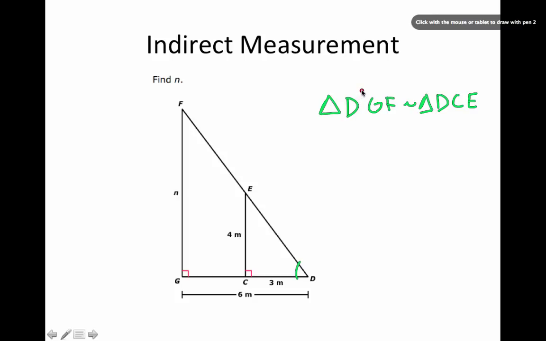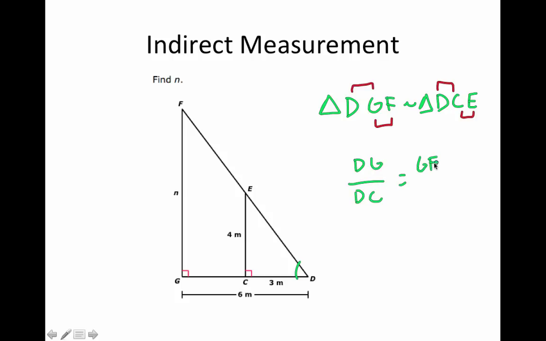So I'm going to do DG over DC, because I know both of those. And then I will do GF over CE, because I'm trying to find GF. So DG over DC equals GF over CE. When I plug in the information I know, DG is 6, DC is 3, GF is N, that's the one I'm trying to find, and CE is 4.